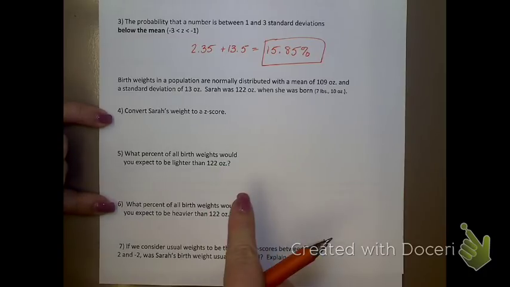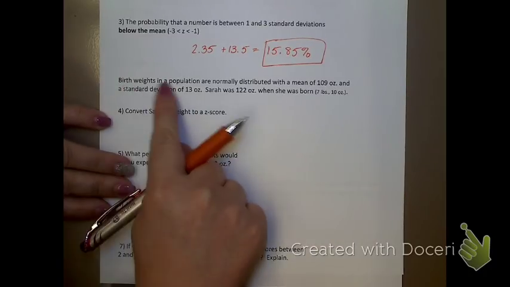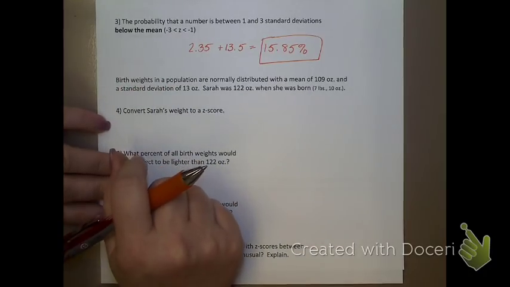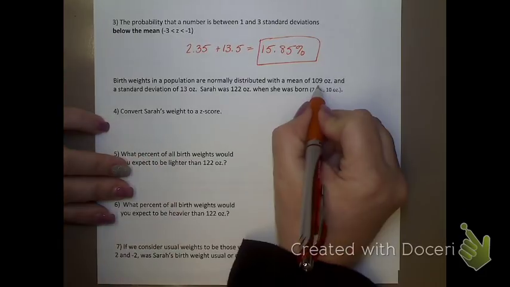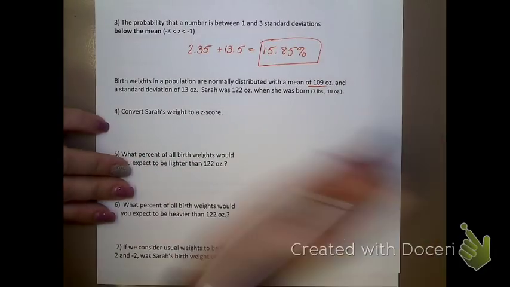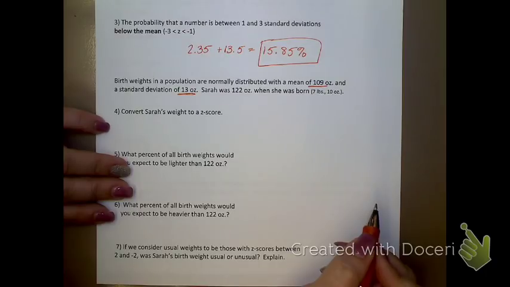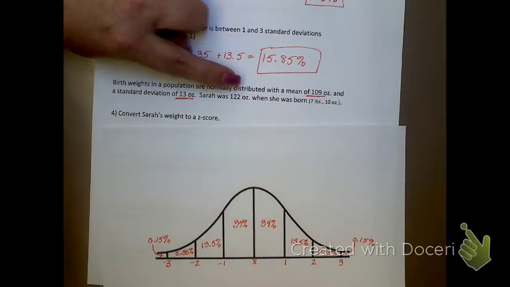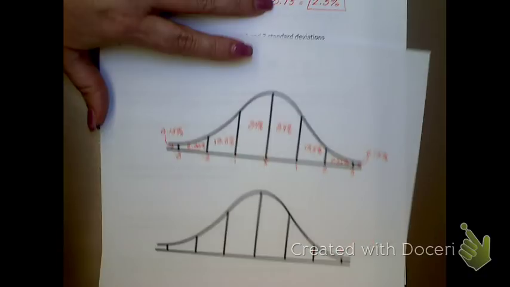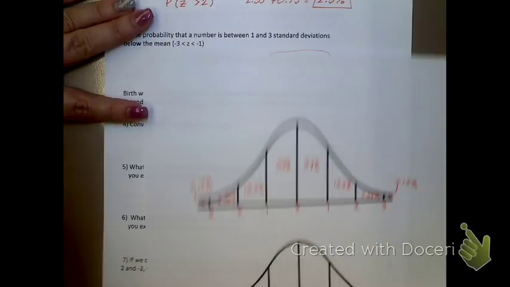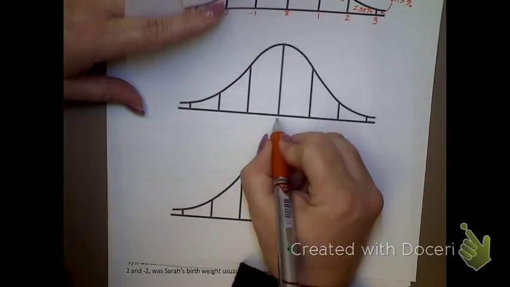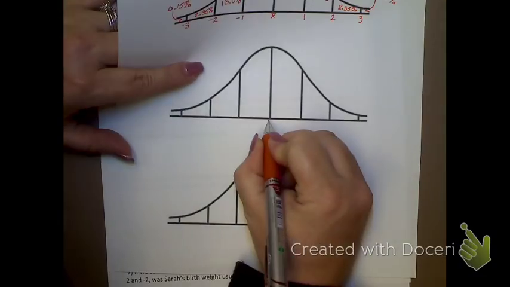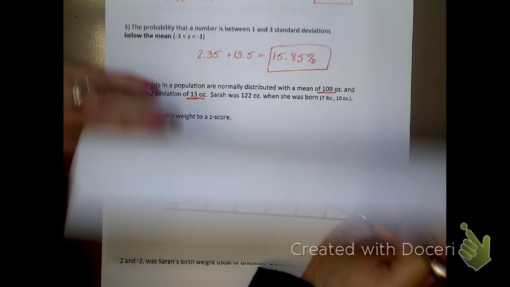I think all of these have to deal with this circumstance. Birth weights in a population are normally distributed with a mean of 109 and a standard deviation of 13. Okay, and then it says Sarah was 122 ounces when she was born. So I'm going to take my bell curve. My mean is 109, and my standard deviation is 13.